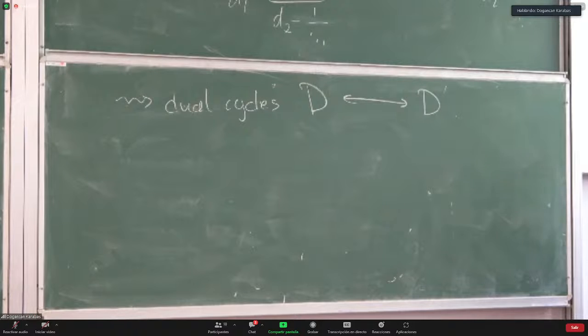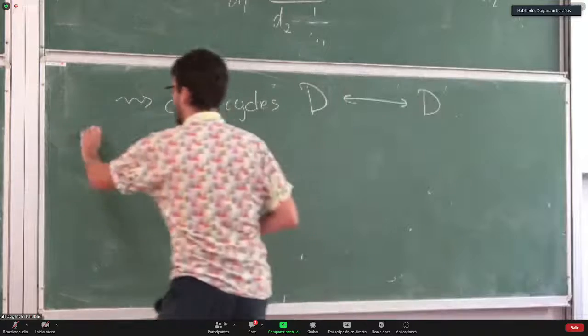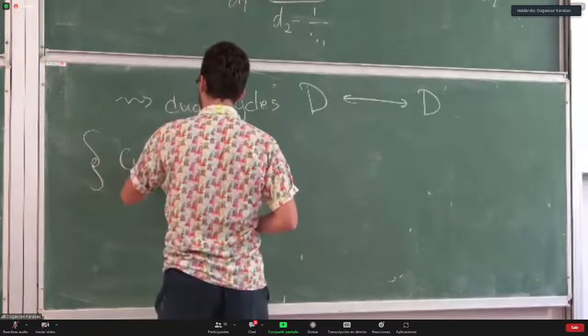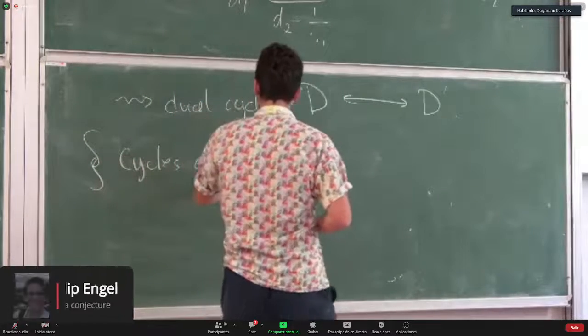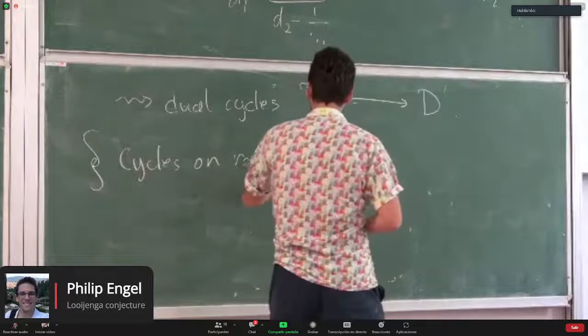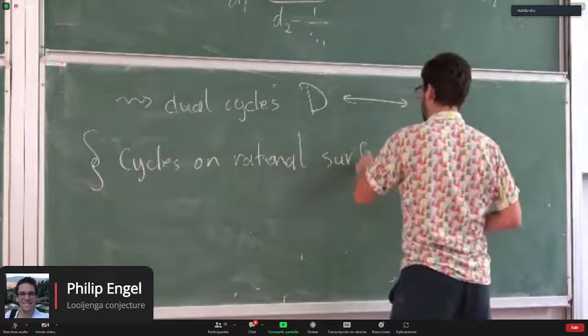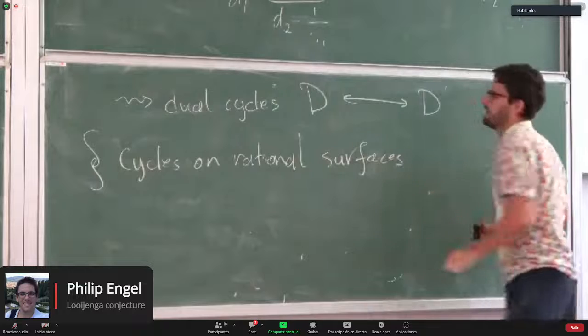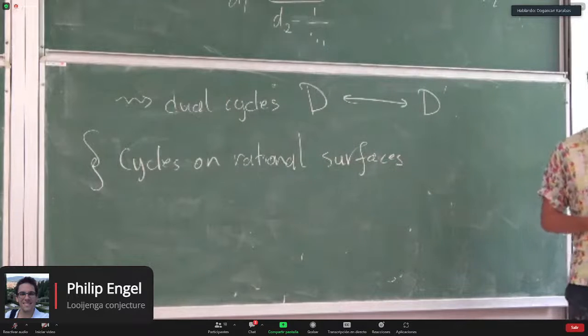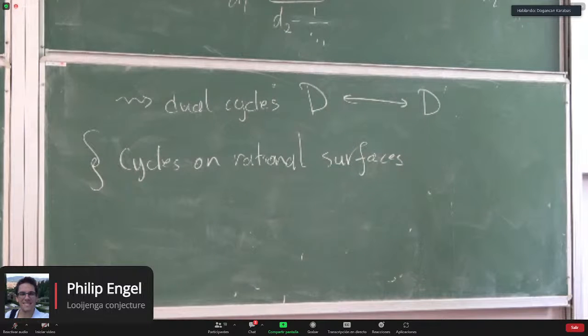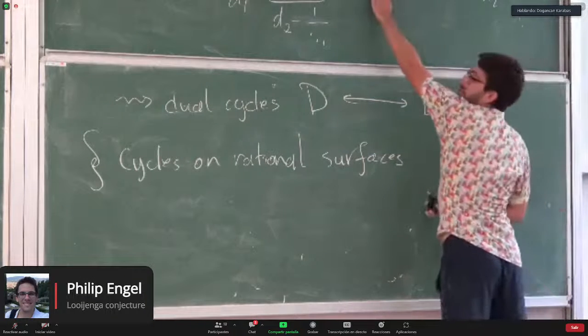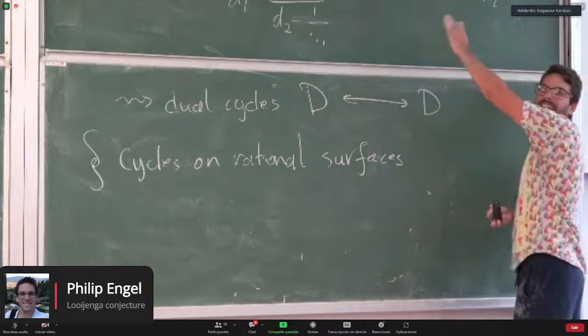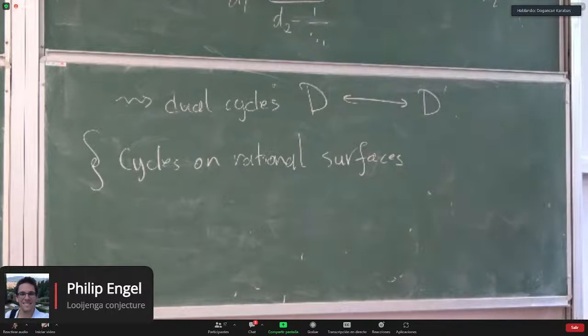Okay, so cycles appearing on rational surfaces. And you need to determine these di primes from this. Yes, because d0 prime is the ceiling of this number, and then so on. Reciprocate, take the ceiling, reciprocate, take the ceiling.